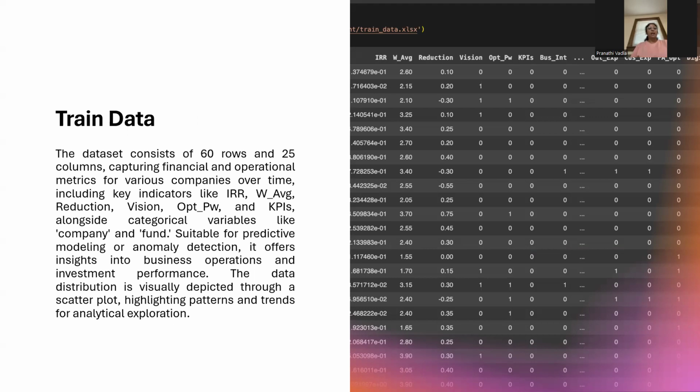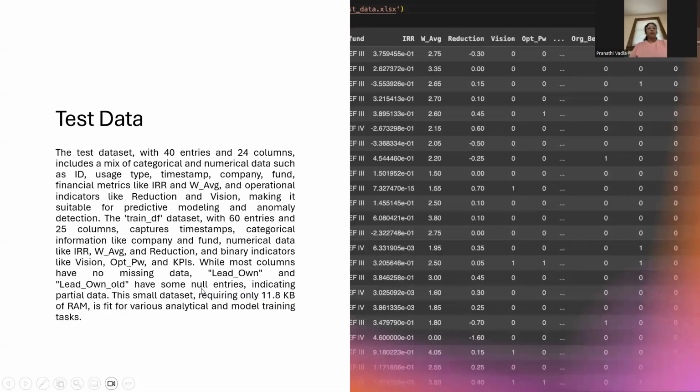And coming to the train data, on the right side we can see the data. This dataset comprises 60 observations and 25 features detailing financial and operational metrics across companies. Key indicators such as IRR, W average, reduction, OPW, and categorical variables like company and fund are included, facilitating predictive modeling and anomaly detection tasks. Visualizing the analysis through sector plots reveals data distribution, aiding in identifying patterns and trends for deeper analytical insights.